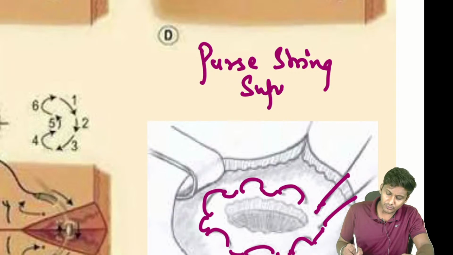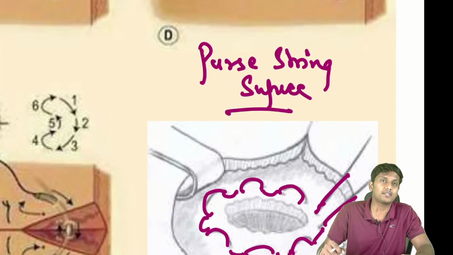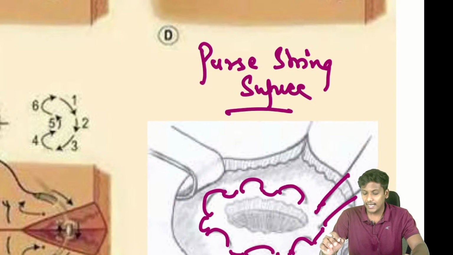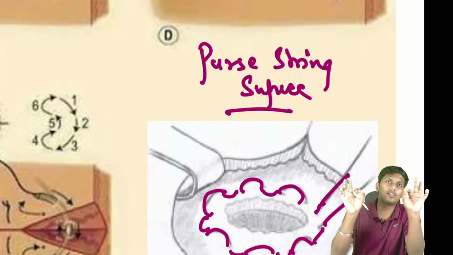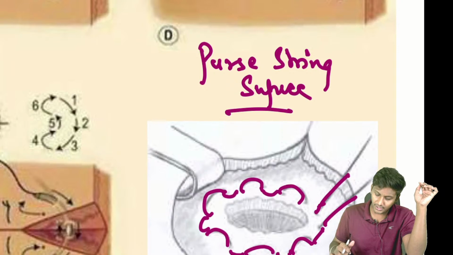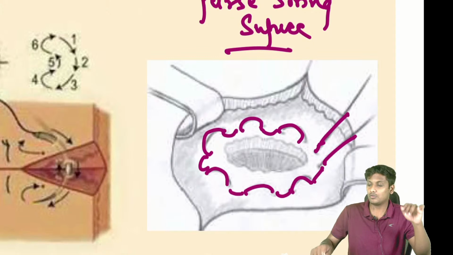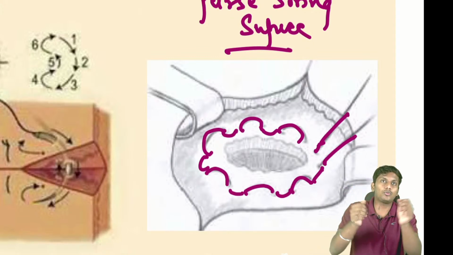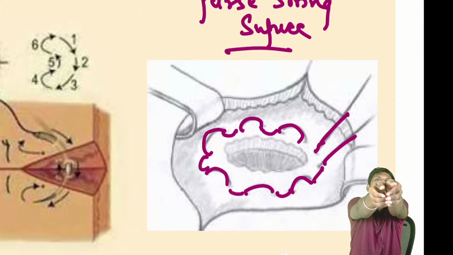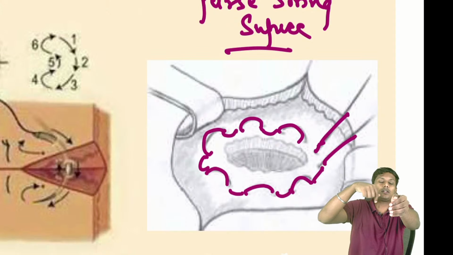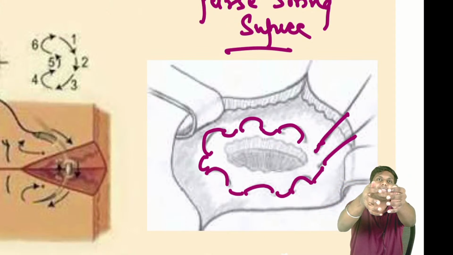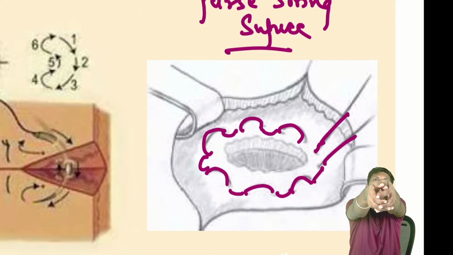Important is this purse string suture, you have to be aware of this fact that when you are going to tie the knot of the suture, you are going to actually close the opening. For example, if there is a circular wound or a circular opening and you want to close it, take a suture all around the wound, and then pull both the threads. As you pull both the threads, this cavity is going to close.